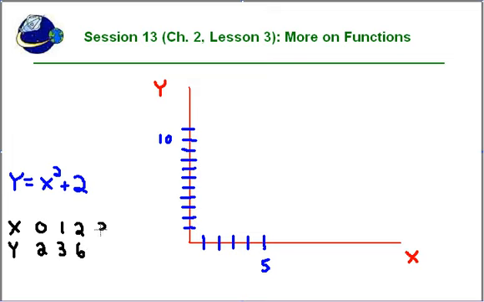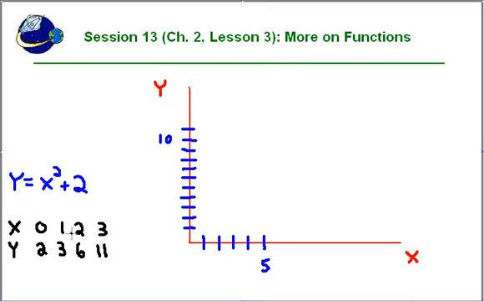When x is 3, what's y? Well, let's go ahead and stick a 3 in here. 3 squared means 3 times 3. Well, 3 times 3 is 9. 9 plus 2 is 11. So when x is 3, y is 11. At this point here, we have 4 different ordered pairs, and that's enough to give us an indication here of what type of graph we're going to have here.